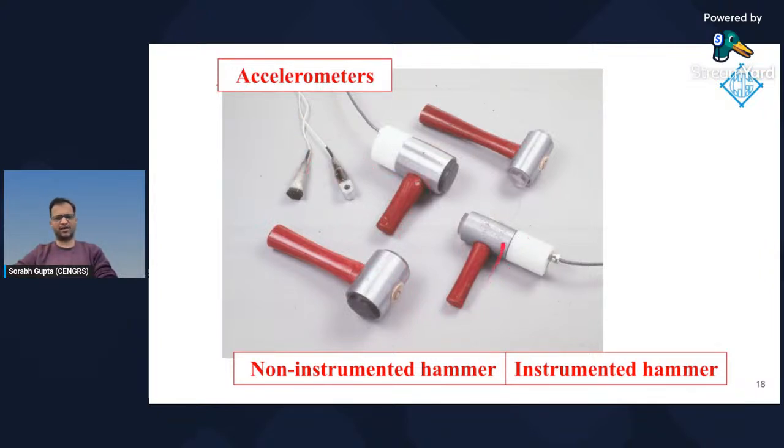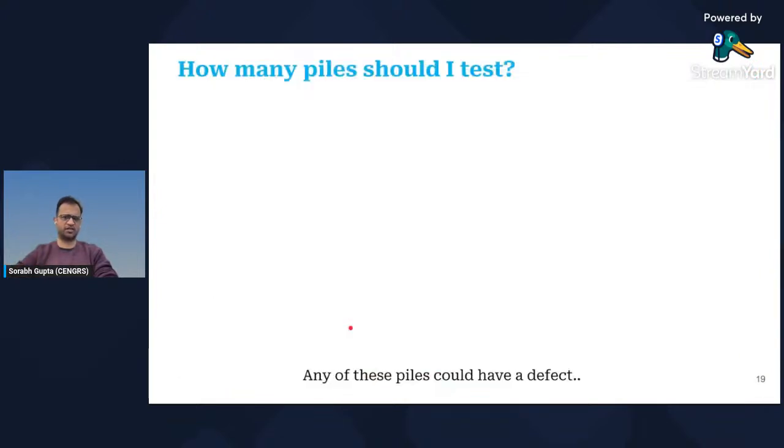I want to point out that you get two kinds of handheld hammers, the instrumented and non-instrumented. Typically, for most cases, if you're doing a time analysis, non-instrumented hammers are good enough. If you want to get readings of the force which is impacted on the pile, and sometimes you might need that, then instrumented hammers are also available, which give you a force and a velocity signal. For today's discussion, we are talking about non-instrumented hammers where you only get a velocity signal. You don't get a force signal.